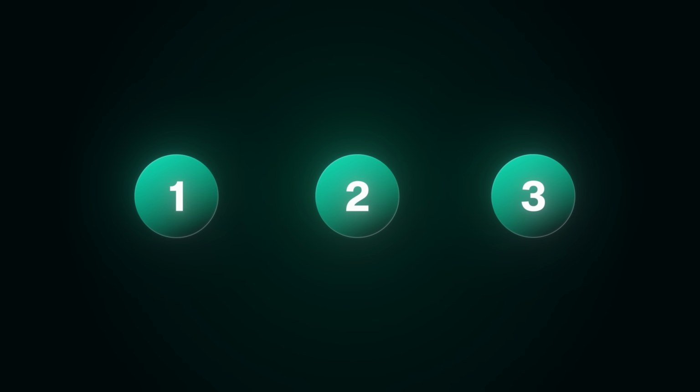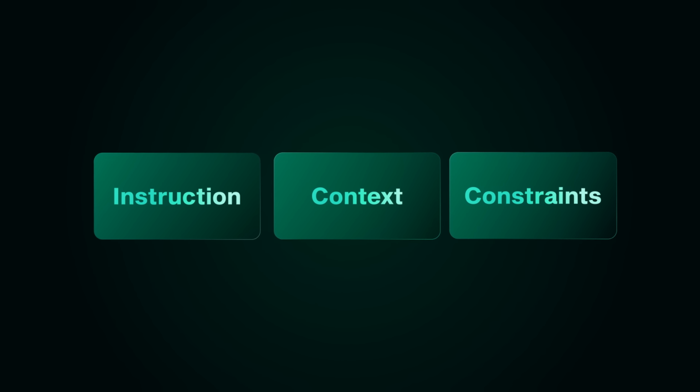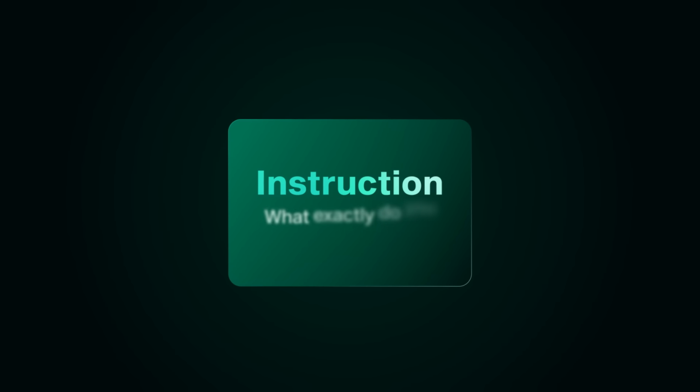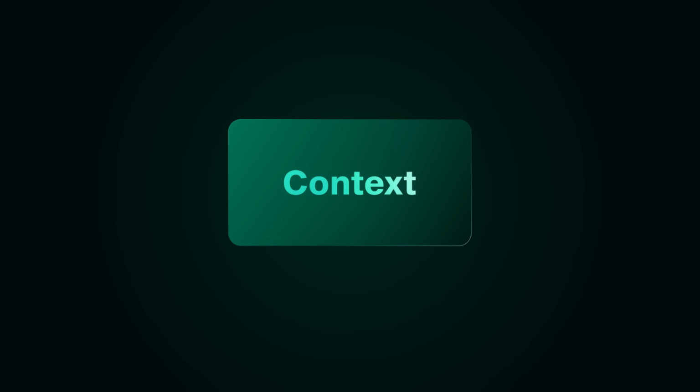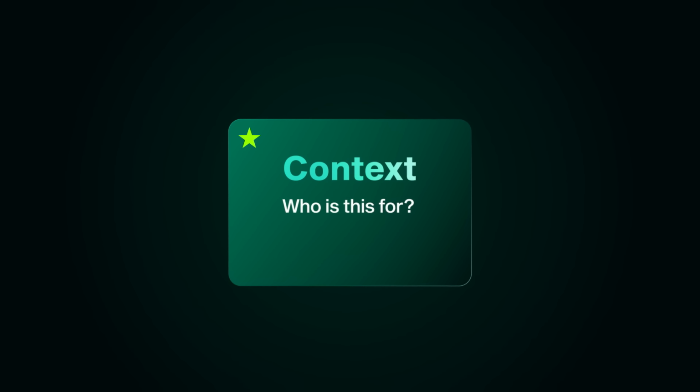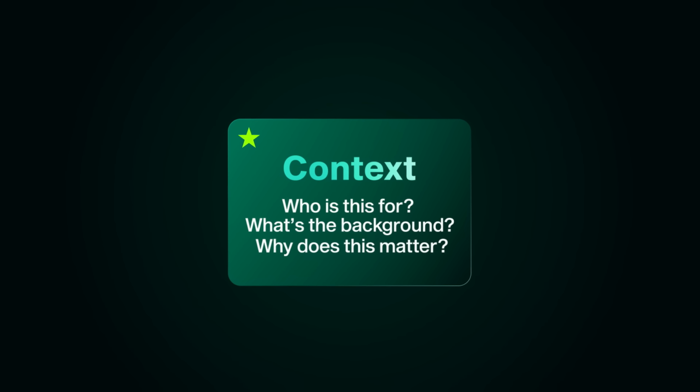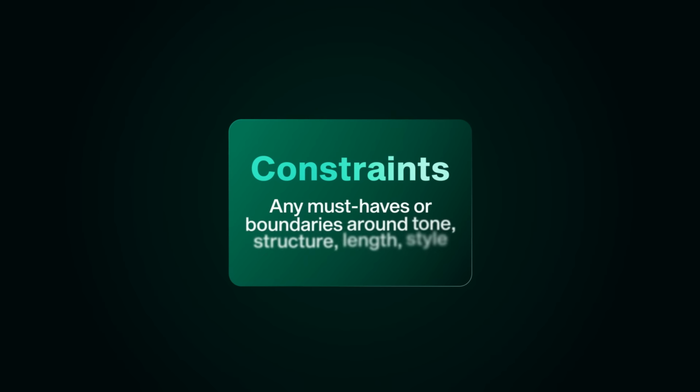There are three key elements that make every prompt better: instruction, context, and constraints. Instruction, meaning what exactly do you want the model to do? This is obvious to include in every prompt, but the biggest tip is to be specific, not vague. And context is the most important. Who is this for? What's the background? Why does this matter? And constraints are any must-haves or boundaries around tone, structure, length, or style.